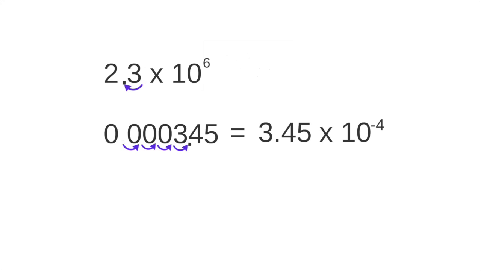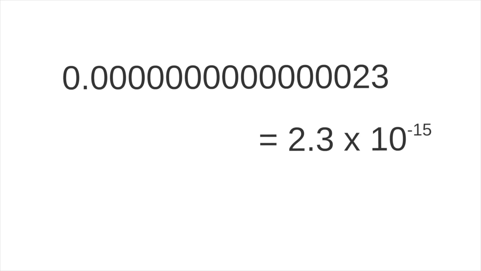Make sure your exponent does the opposite. There are two major advantages to using scientific notation. One is that it is more economical to write very large and very small numbers. For example, 0.00000000000023 is more easily written as 2.3 times 10 to the negative 15th.